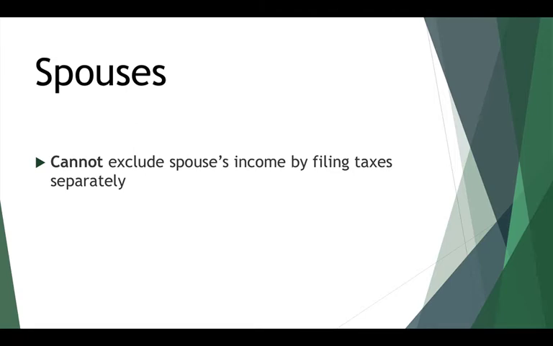Another slight difference between revised pay-as-you-earn and the original pay-as-you-earn is that your spouse's income will always be included in the calculation of your discretionary income. Under the original pay-as-you-earn and income-based repayment, you could exclude your spouse's income from that calculation if you decided to file your taxes separately. It's not an option under revised pay-as-you-earn.